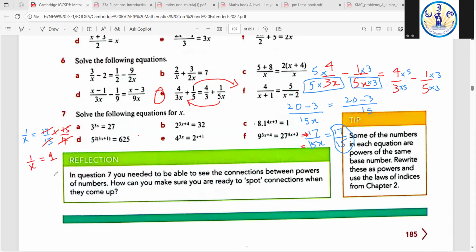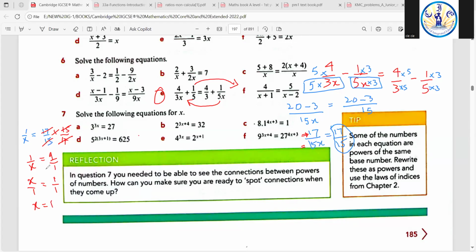So there are two methods of understanding from here onwards. I need to take the reciprocal. The reciprocal of 1 over x will give me x over 1. And on the right side, it is already 1 by 1, so 1 by 1 is going to be 1 by 1 as well. So the value of x is 1.